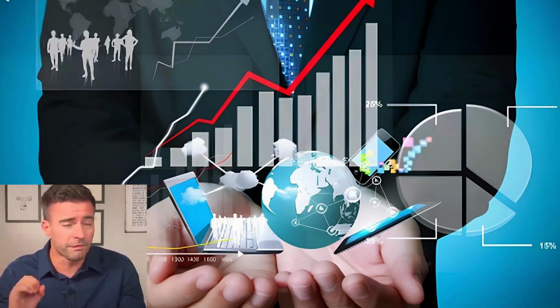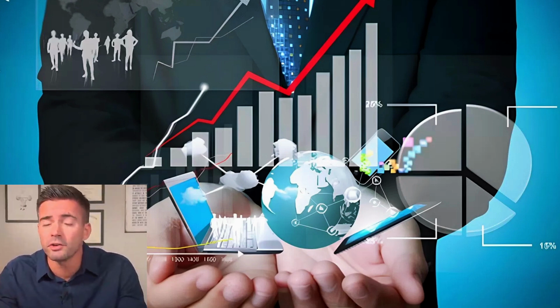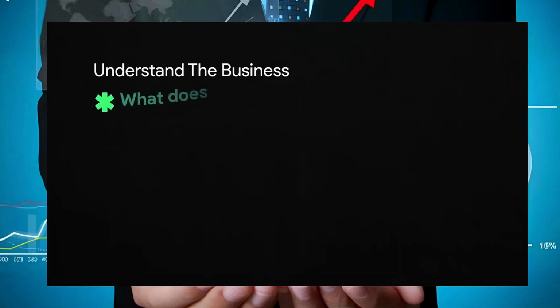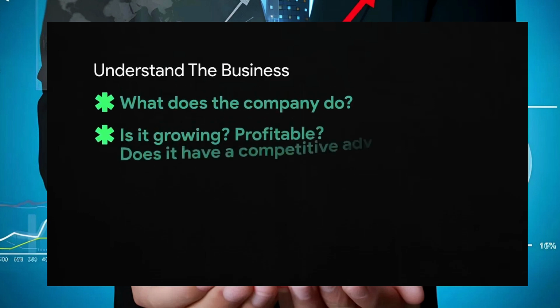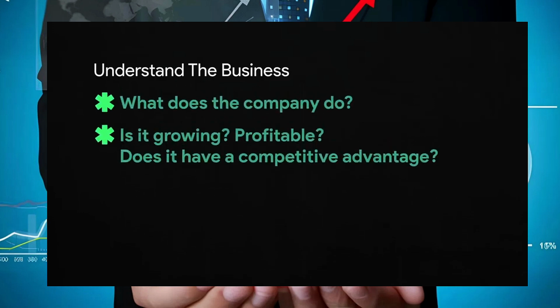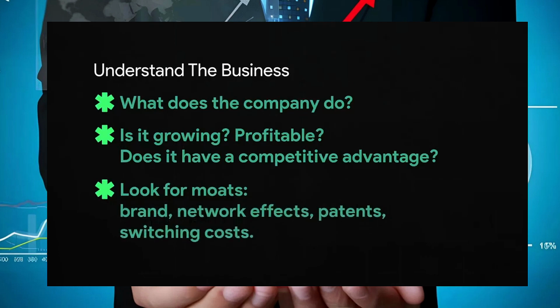So number one, first and foremost, you need to understand the business. What does the company do? Is it growing? Is it profitable? Does it have a competitive advantage? Look for moats, like brand or network effects or patents or switching costs.